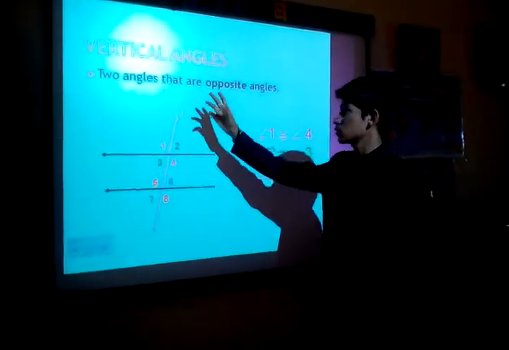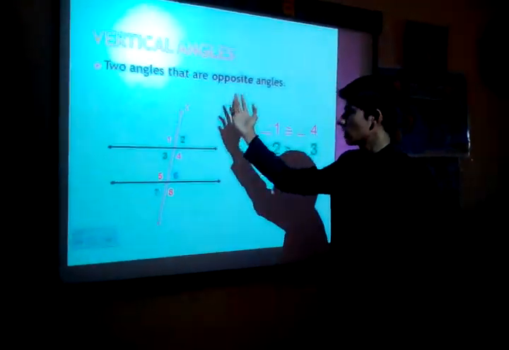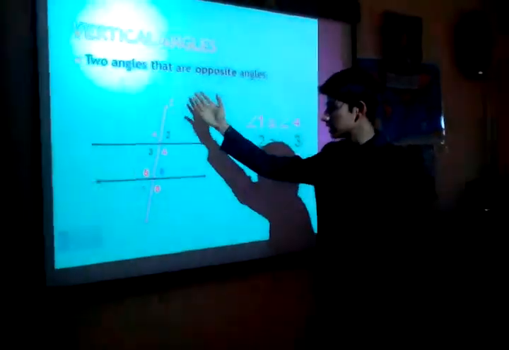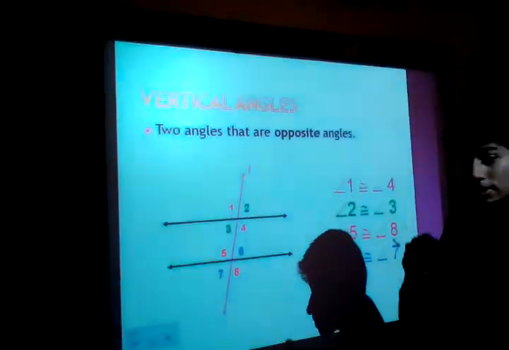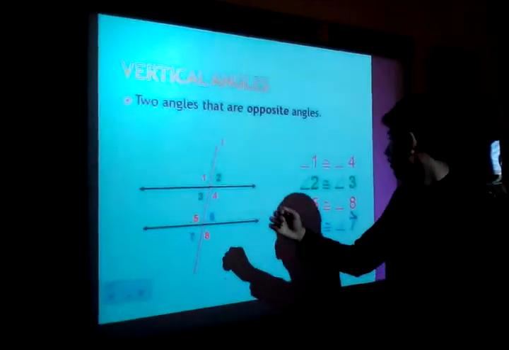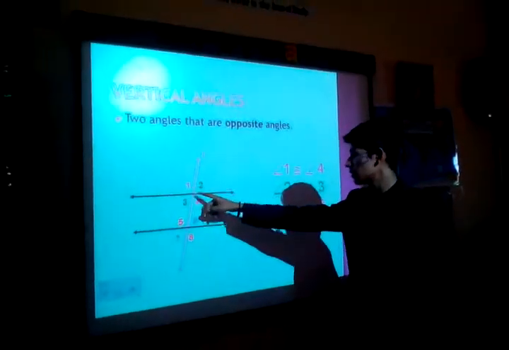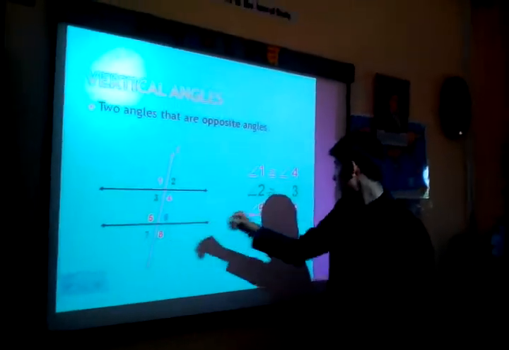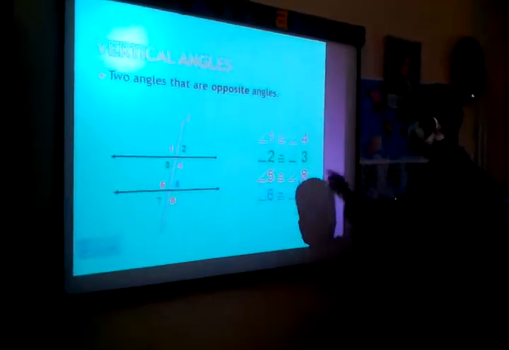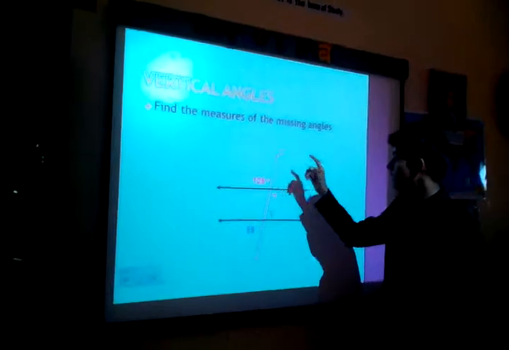Now vertical angles, the two angles that are opposite to each other. For example, here you can see the two parallel lines and one transversal. The vertical angles means the angles which are vertical to each other. For example, you can see angle 1 is vertical to angle 4, angle 2 is vertical to angle 3, and 5 is to 8 and 6 is to 7. Vertical angles.